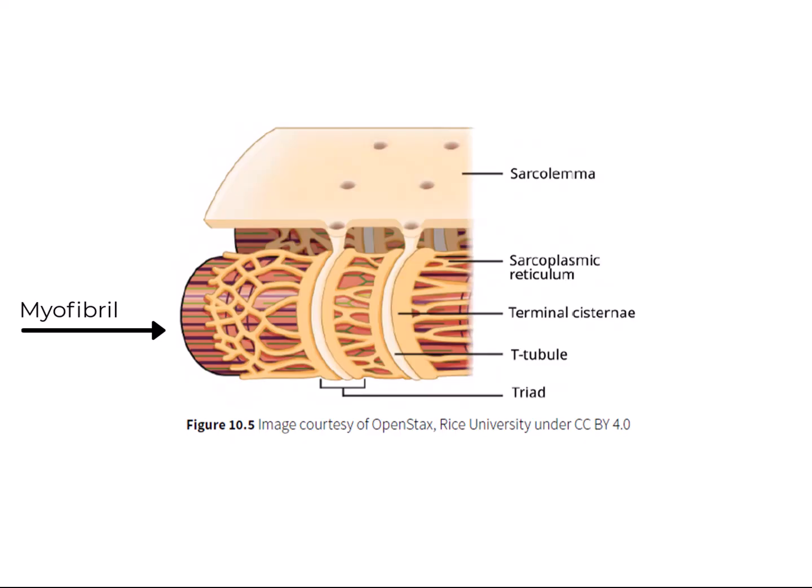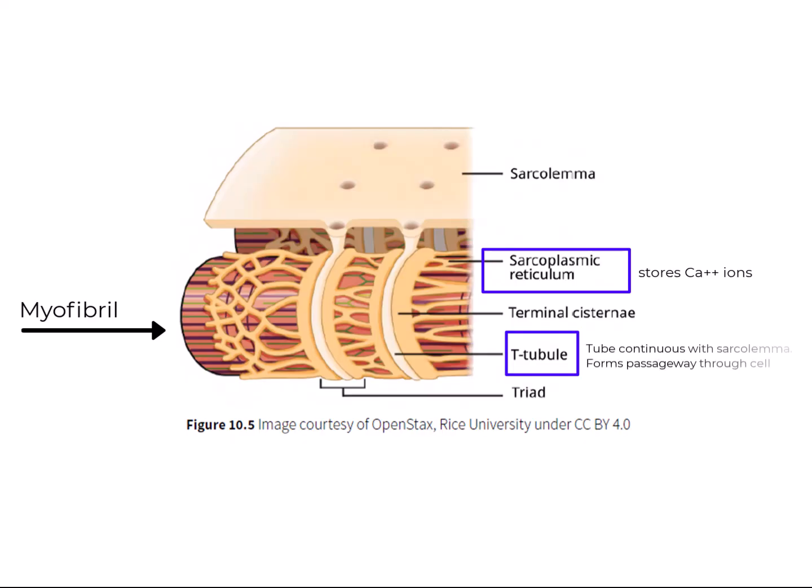Each myofibril is wrapped in the sarcoplasmic reticulum, or SR. This structure is like a smooth endoplasmic reticulum. The sarcoplasmic reticulum stores calcium ions that are needed for muscle contraction. Traveling through muscle cells are structures called T-tubules, or transverse tubules. They are connected to the sarcolemma and are important for carrying an electrical signal from a nerve cell to the sarcoplasmic reticulum to release calcium needed for muscle contraction.